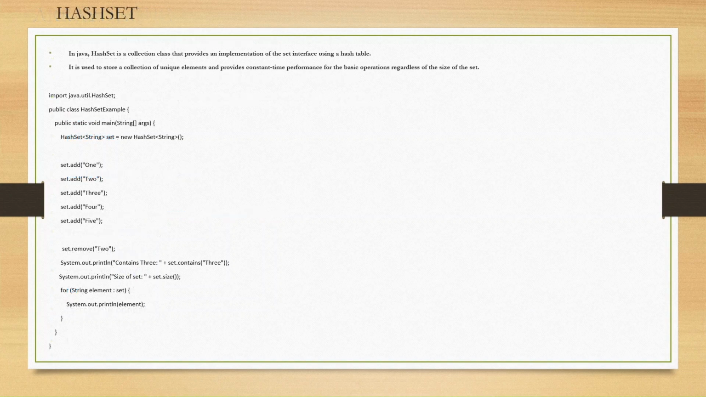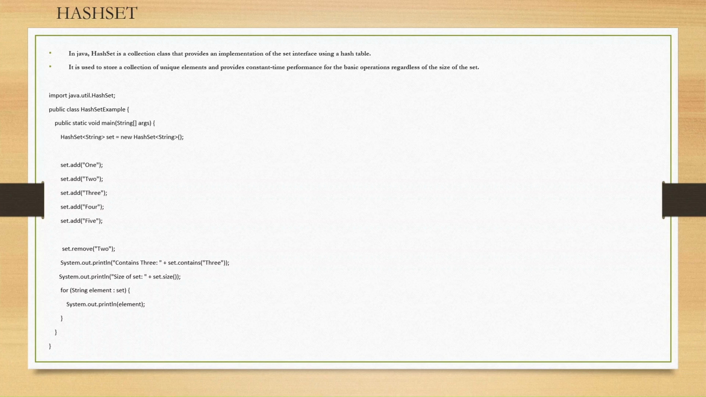HashSet. So in Java, HashSet is a collection class that provides an implementation of the Set interface using a hash table. It is used to store a collection of unique elements and provides constant time performance for the basic operations regardless of the size of the set.